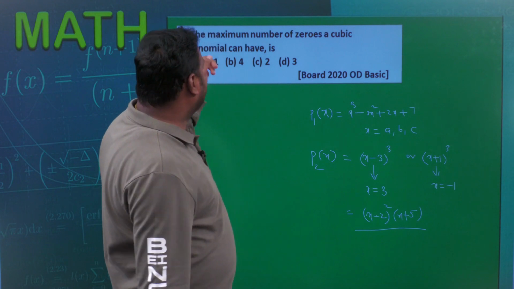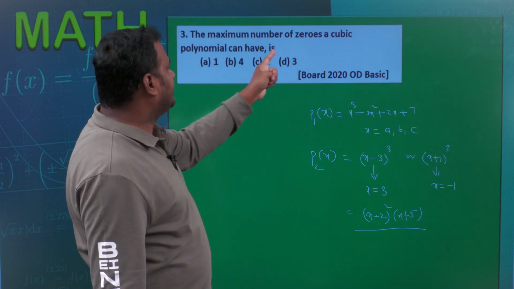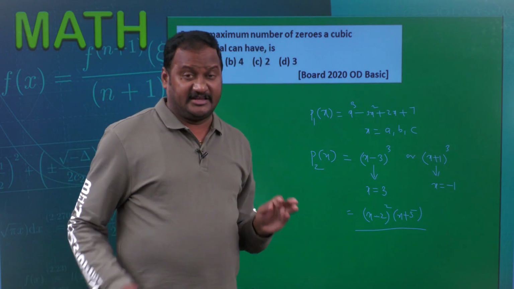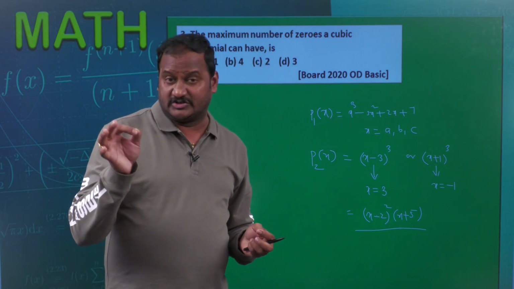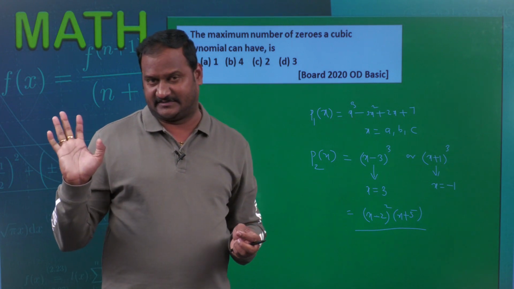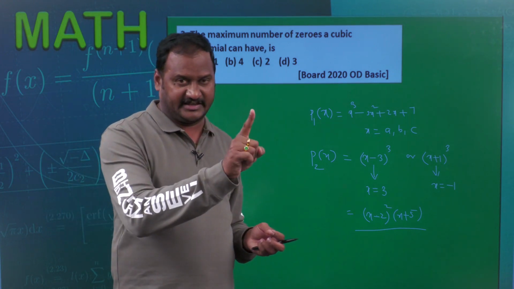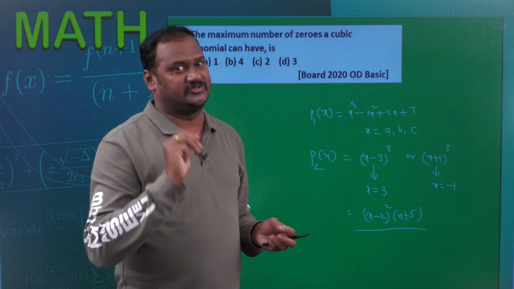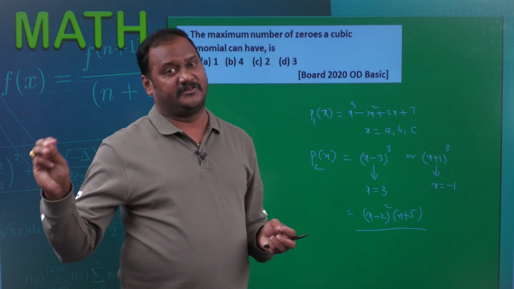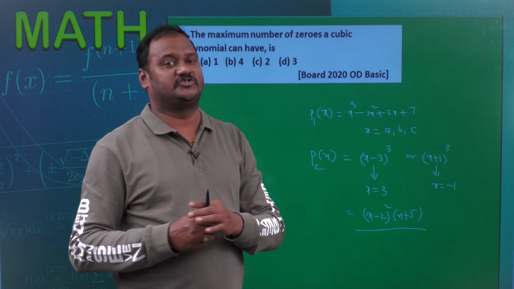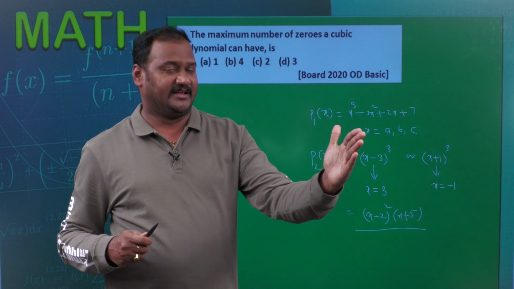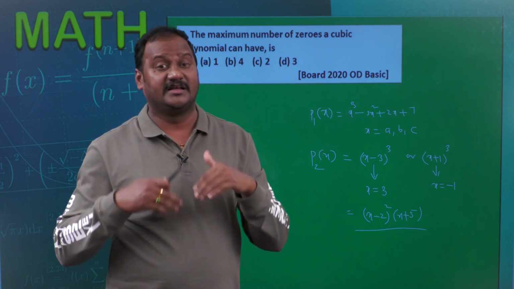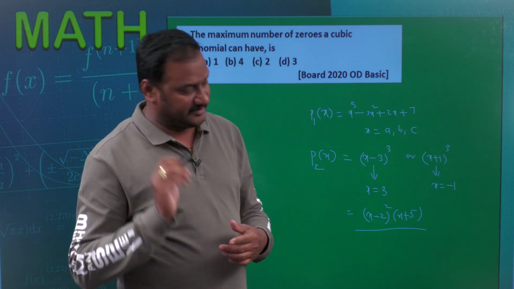Since the question given here is the maximum number of zeros a cubic polynomial can have, with options 1, 4, 2, 3, you can directly write it as 3. But if your question is the number of zeros of a cubic polynomial is, and the options are, first one is exactly 3, second one is at most 3, third one is 4, fifth one is less than 3, then you should not choose the option exactly 3. You should choose the option only at most 3. That is what is called maximum 3. So please do remember that.